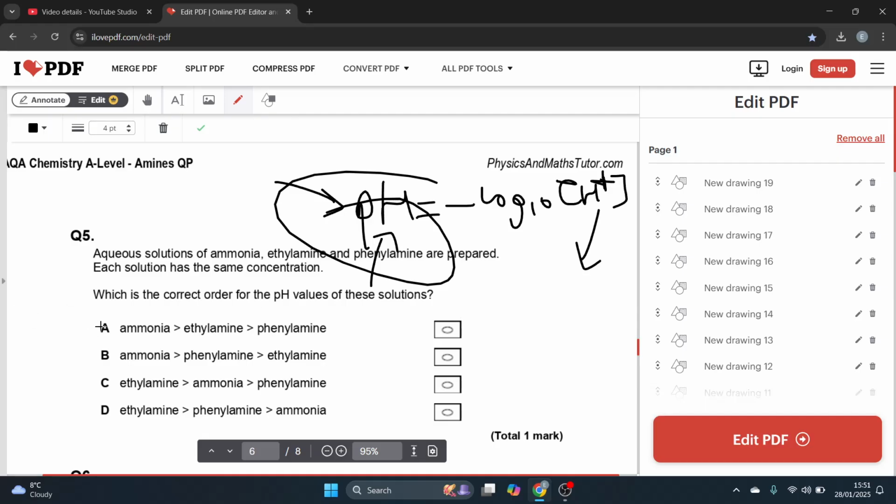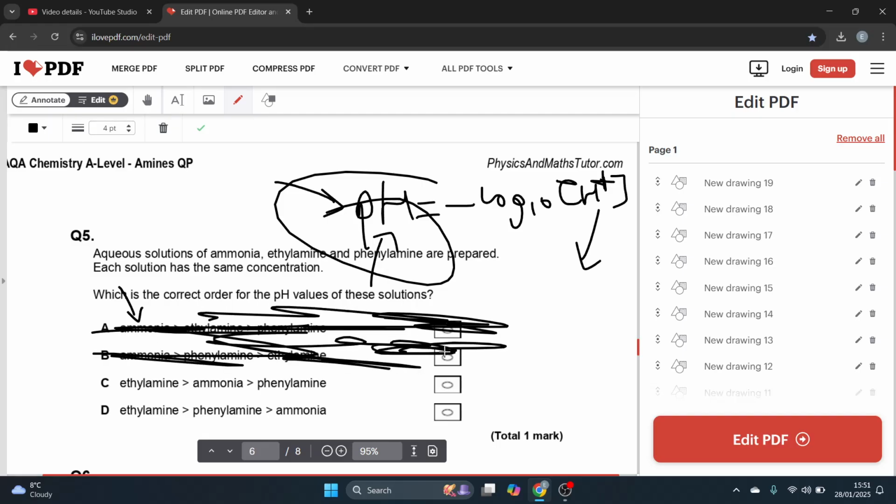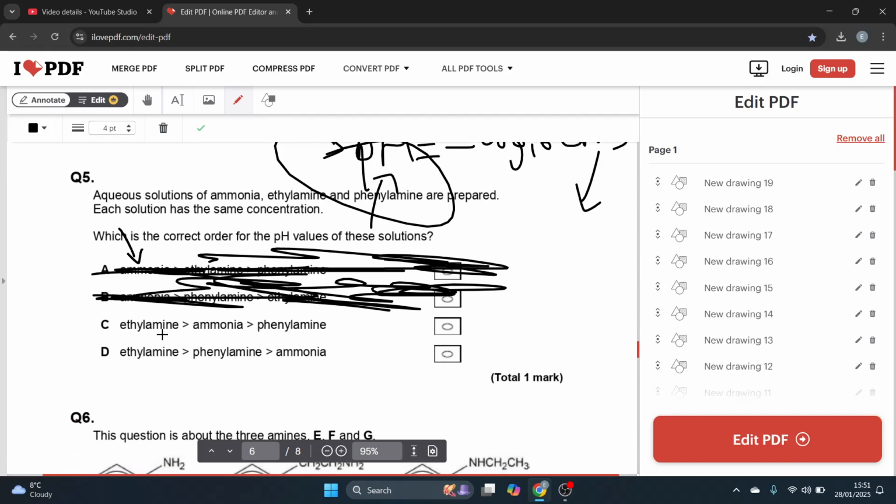I already know from my knowledge of amines that ammonia is not going to be the one with the greatest pH value. Now I'm left with C and D. If I look at C, ethylamine, ammonia, phenylamine. Ethylamine, I've got CH3, CH2, and then my NH2, my amine.